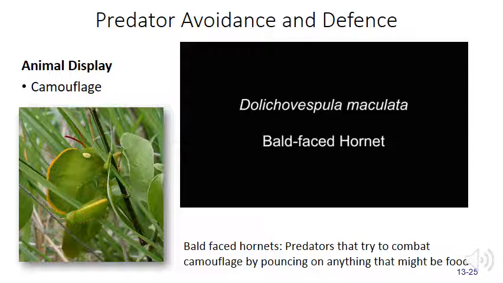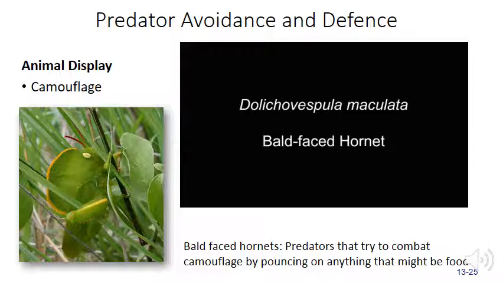Bald-faced hornets are large predatory Hymenoptera, so they're large wasp species. Because they're not particularly good visual hunters, they just pounce on anything that they think might be prey. And in an experiment conducted by Heinrich in 1984, he found that 70% of the pounces these hornets did were directed at inanimate objects.